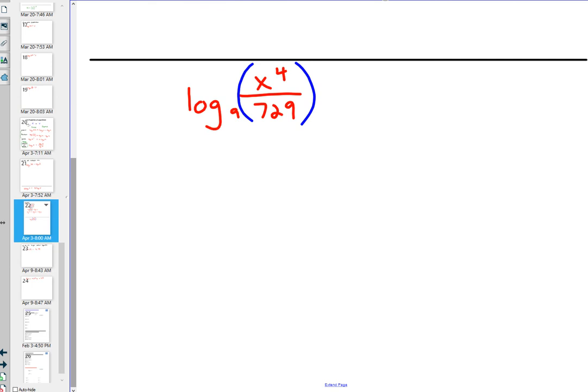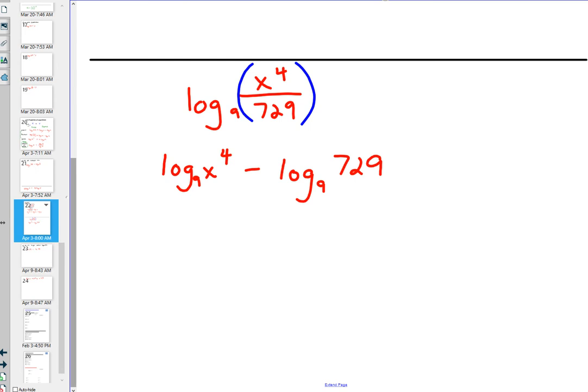Let's look at this next one here. What should we do? I want to expand. Quotient property. Sure, we've got a fraction again. So that's log of x to the 4th, positive, and so it should be a log base 9. We've got to keep the same base. Minus log base 9 of 7.9.